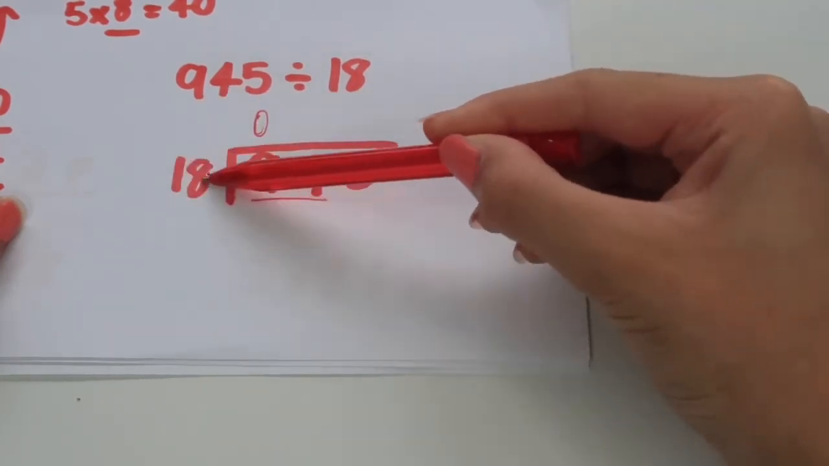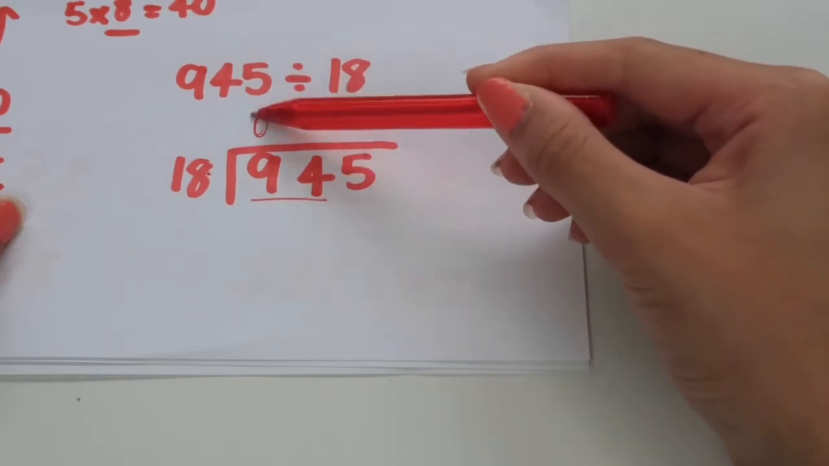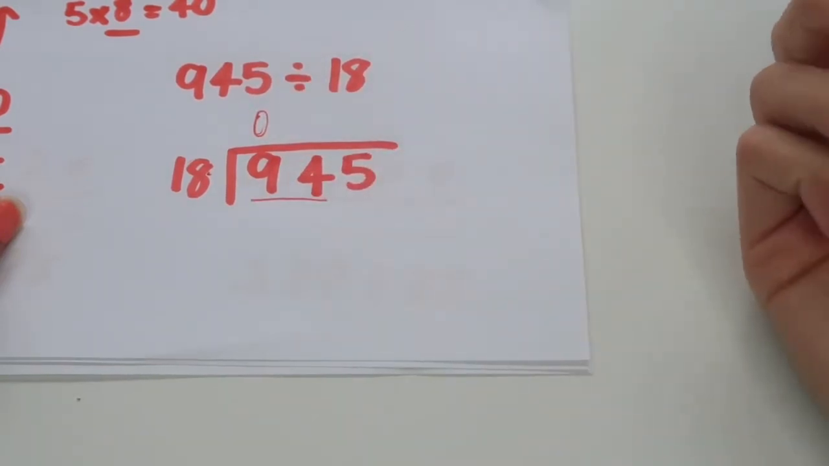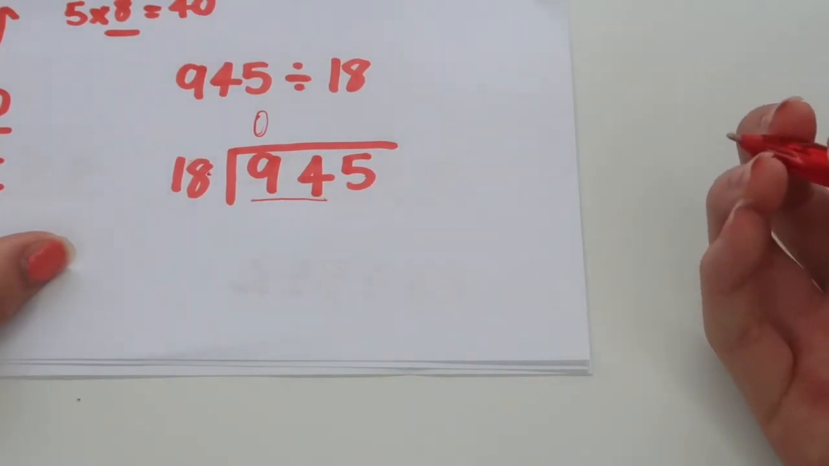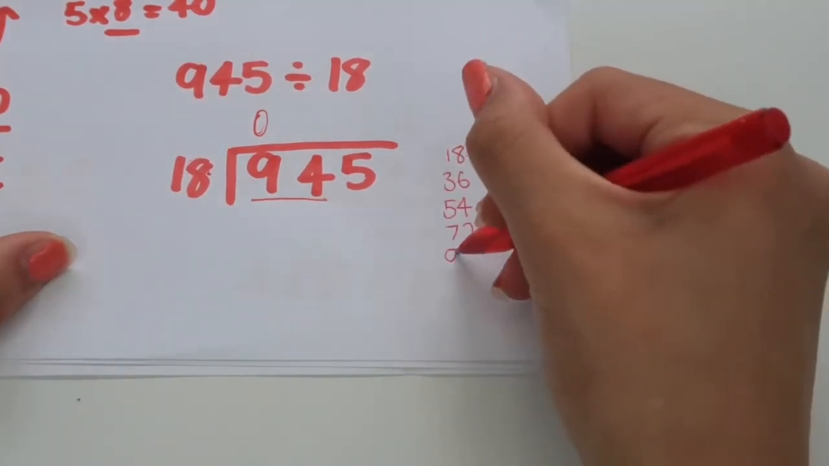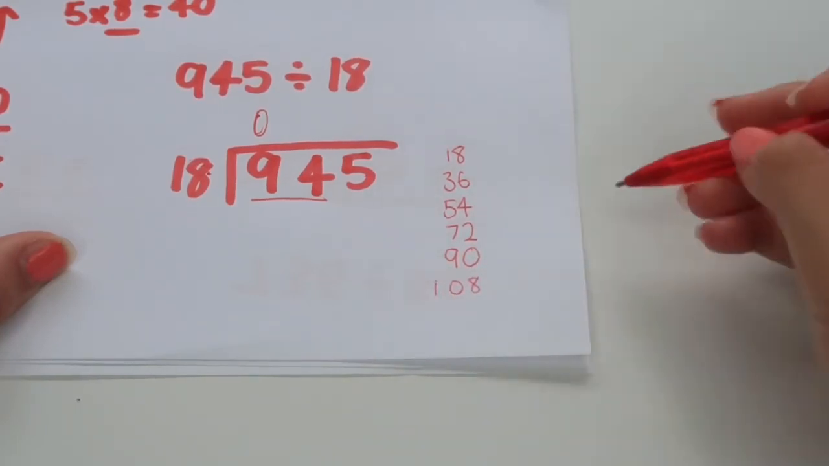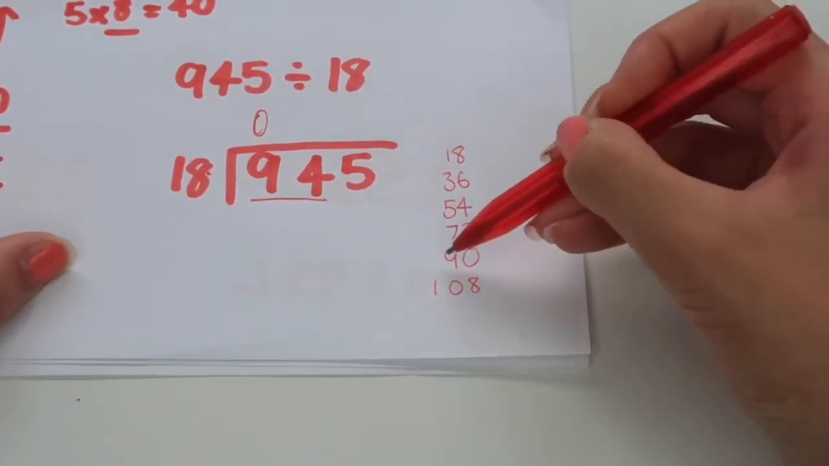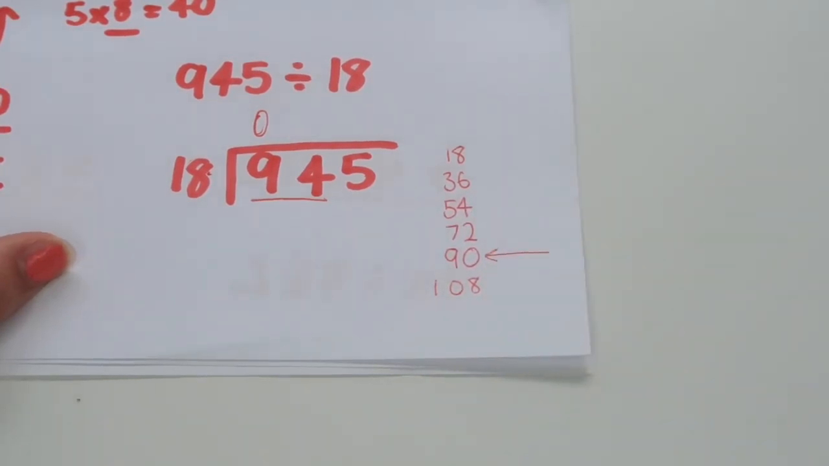So we're going to do 945 divided by 18. So how many times does 18 fit into 9? That is obviously 0. So then we take the next two numbers. How many times does 18 fit into 94? So I'm going to write the 18 times tables just on the edge here for extra help. So the next number I'm going to write, 108, is over 94. Therefore, 90 is the biggest number we can fit into 94.